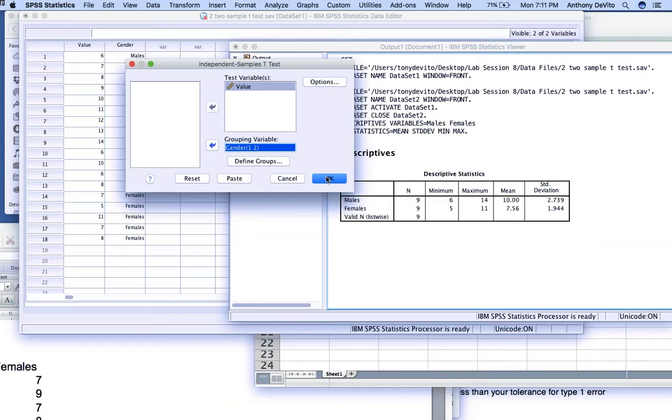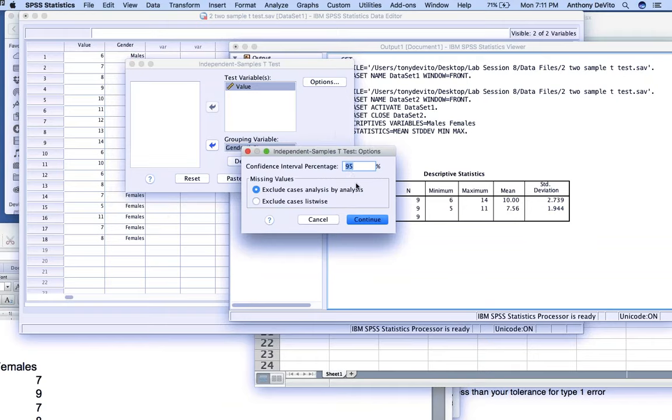So now I can click on options also. Notice I have an opportunity here to put in a confidence interval.